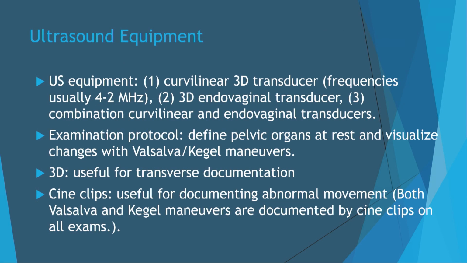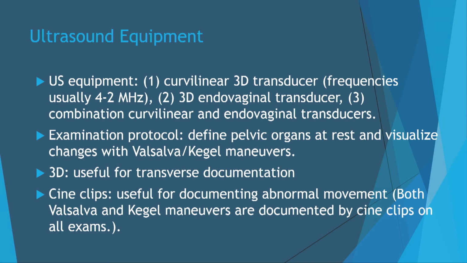The ultrasound equipment which can be used for this examination includes a curvilinear 3D transducer, and in my laboratory we use a relatively low-frequency transducer, which is between 4 and 2 megahertz. One can also use, as Dr. Pretorius noted, a 3D endovaginal transducer, and in some laboratories, a combination of both of these transducers is used. Any examination protocol should include not only documenting the organs at rest, but they should also be documented with the patient performing Kegel and Valsalva maneuvers.